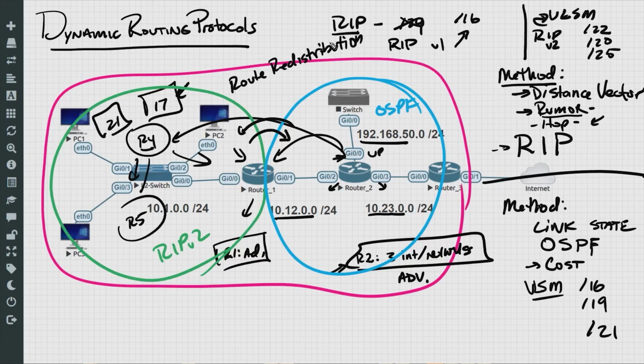And from a network design perspective, it's a big no-no. This is more of a Band-Aid approach rather than the ideal design. But if you need to do the redistribution, you'd find a device that's running both the protocols and then do the redistribution of those routes between the two routing protocols on that single device. In this case, the example here is router 1.